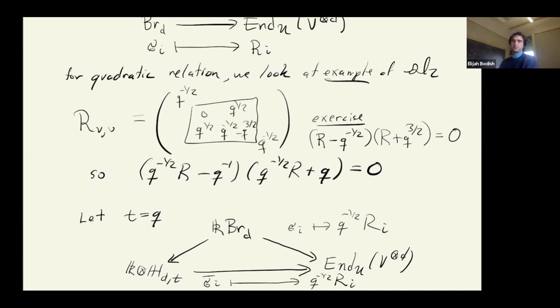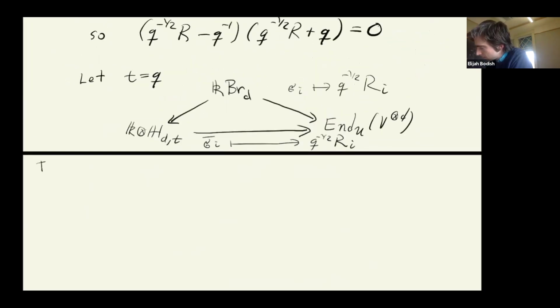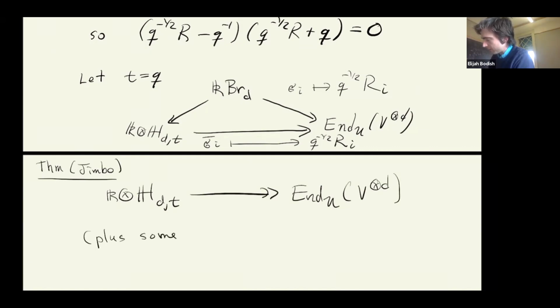Sorry for that. So these are the R_i's acting on the i-th and (i+1)-th tensor factors, but it doesn't change what the quadratic relation will be. So the theorem then, which I'm attributing, based on what I read in Jantzen, to Jimbo, is that K tensor HDT actually surjects onto End_U(V tensor D), and there's some description of the kernel.